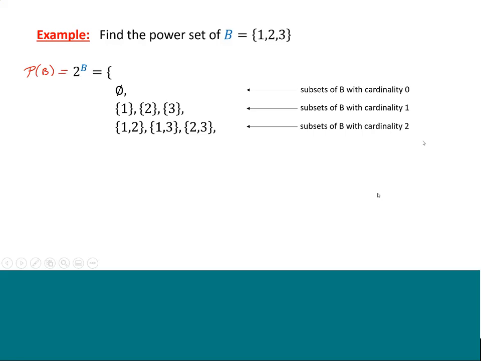Now, in this case, we can actually go another stage and look at all the subsets with cardinality 3. Any guesses what the subsets with cardinality 3 would be here?